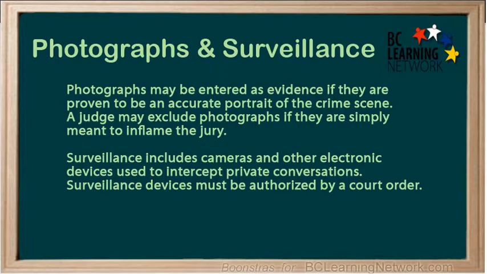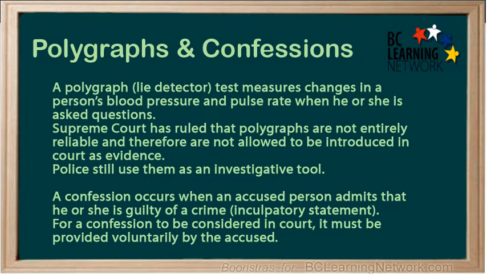Surveillance includes cameras and other electronic devices used to intercept private conversations. Surveillance devices must be authorized by a court order. A polygraph or lie detector test measures changes in a person's blood pressure and pulse rate when he or she is asked questions. The Supreme Court has ruled that polygraphs are not entirely reliable and therefore are not allowed to be introduced in court as evidence. Police still use them as an investigative tool.